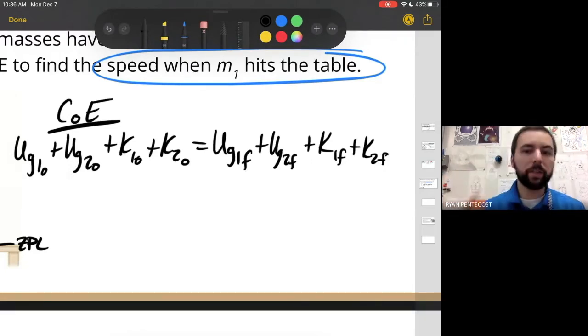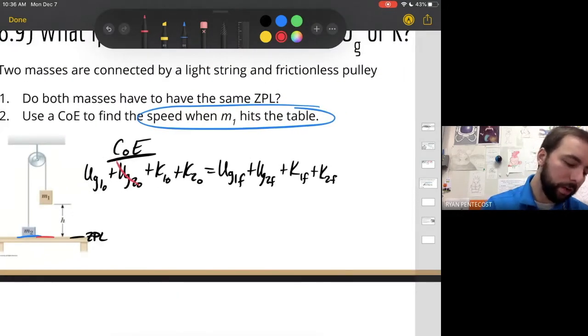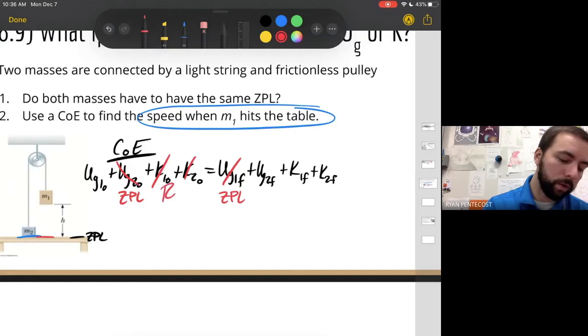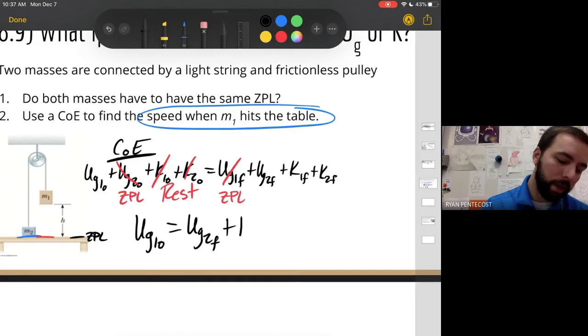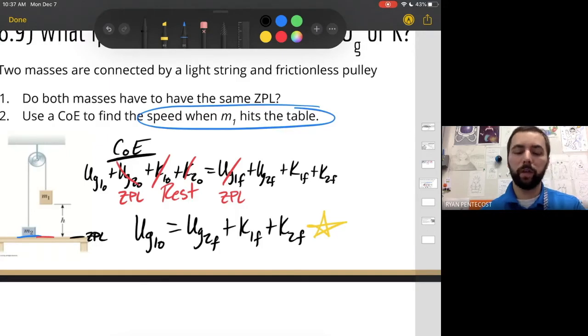Now, obviously, some of these are going to cancel, right? For example, if we set our ZPL at the table, that is the initial value for 2. That is the final value for 1. We are going to assume that they start at rest. If M2 is sitting on the table, we can say that those are both at rest. So what we're going to result is that 1 has potential energy, and that is going to give 2 potential energy by raising it off the table, and they will both start moving. So this is also interesting to look at there. The only thing that starts out with energy is the first mass, right? But then all of that energy gets turned into these other masses as it travels to the table.